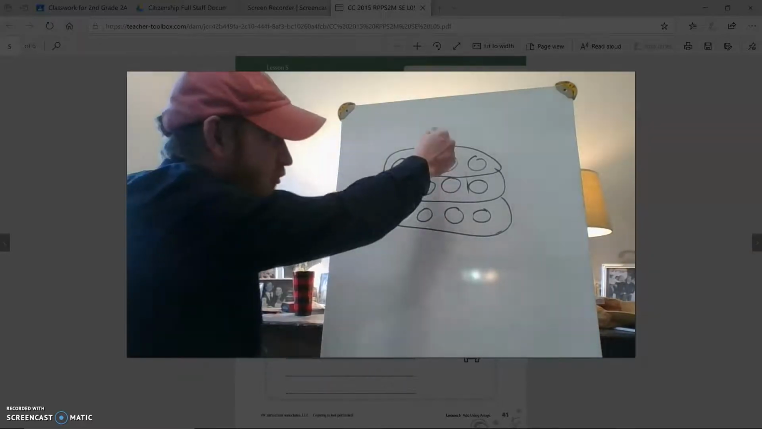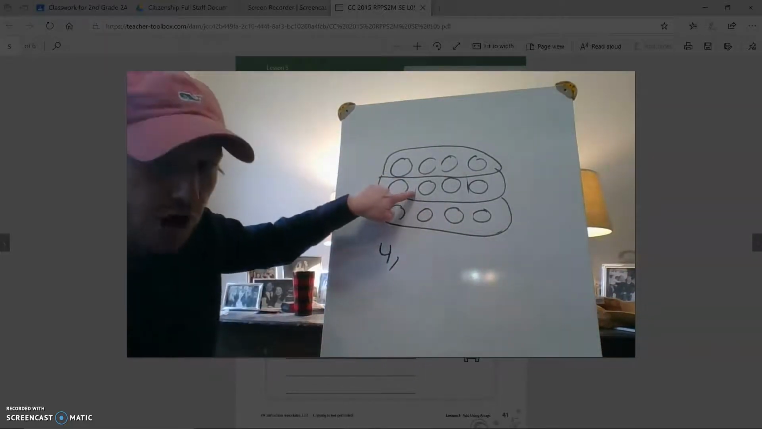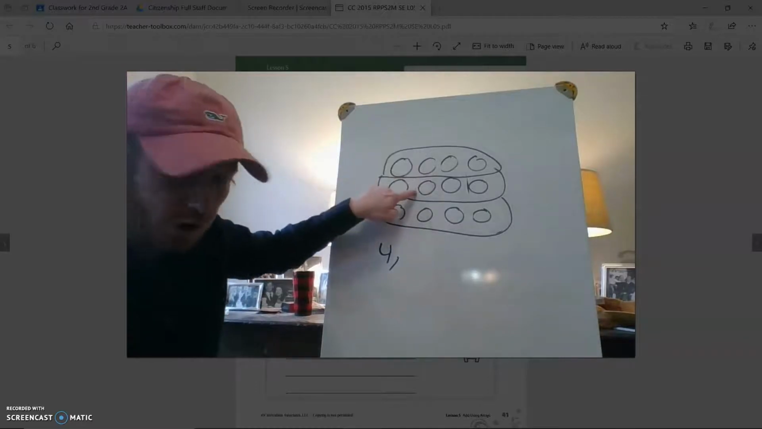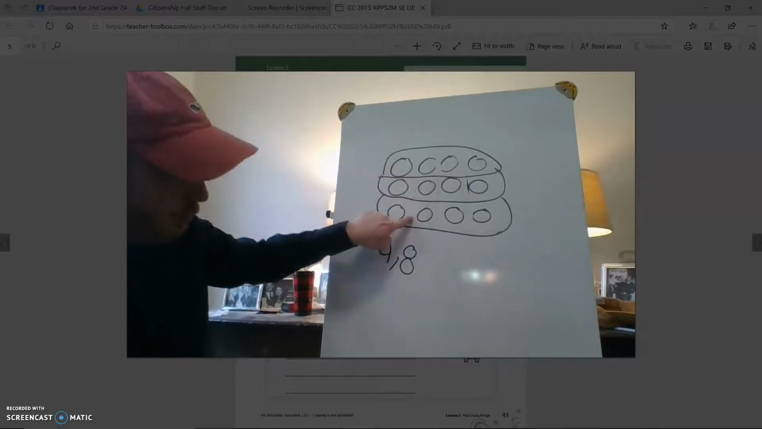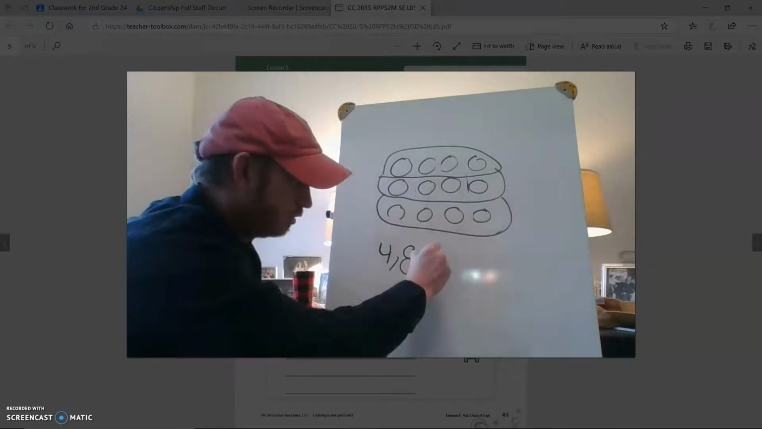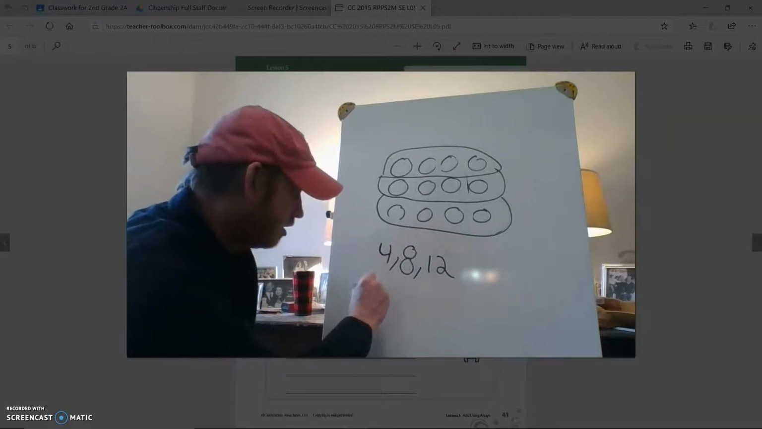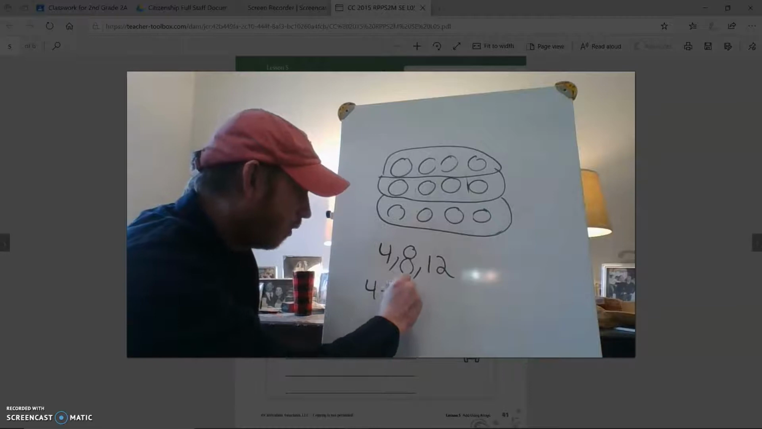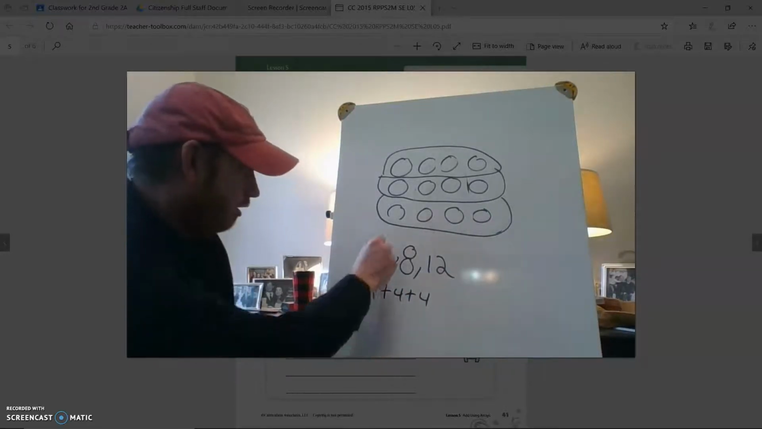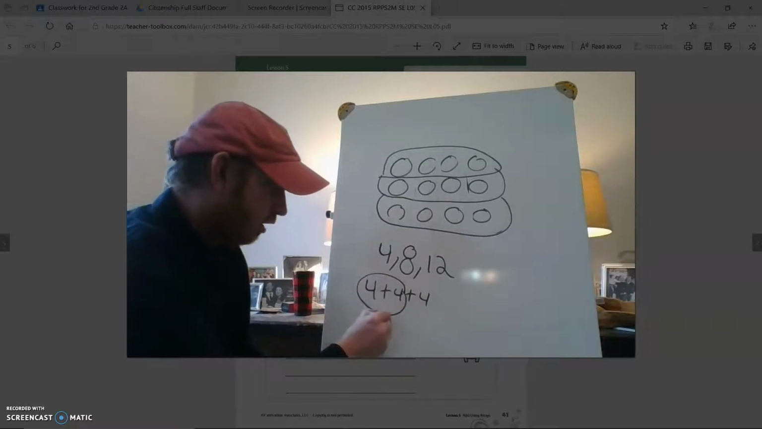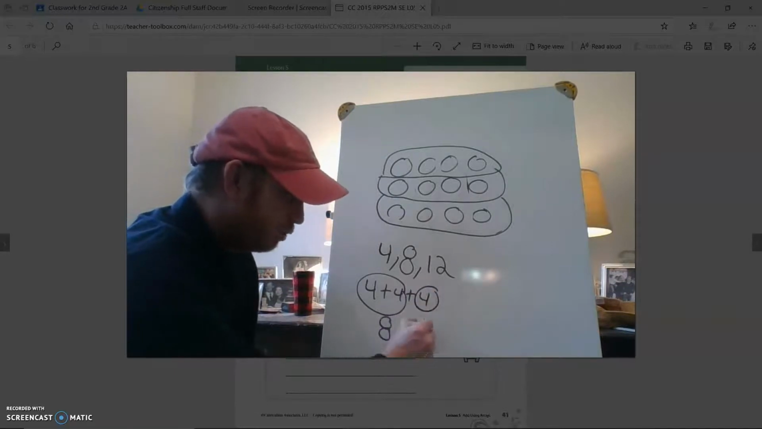So we have 4. And then if you add another 4 to that, skip count by 4, you get 8. And then if you skip count by another 4, 12. And remember, that's the same thing as 4 plus 4 plus 4. I'm just adding them. You have 4, and then 4 plus 4 is 8, and then 8 plus 4 is 12.